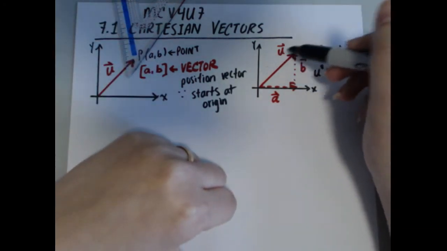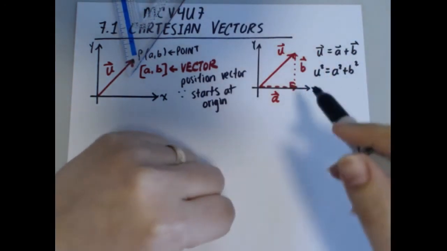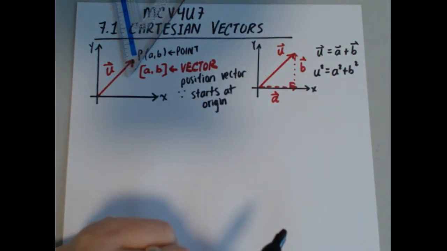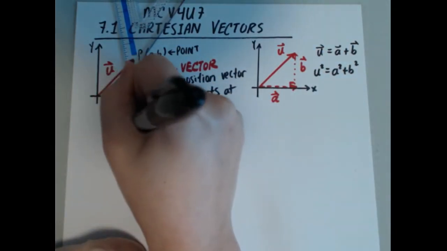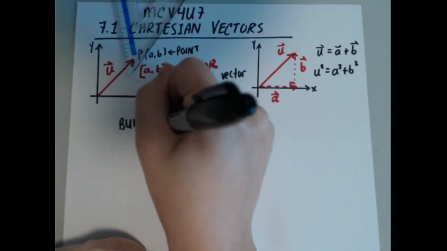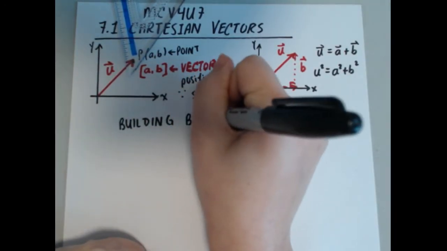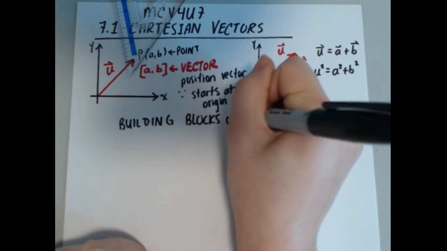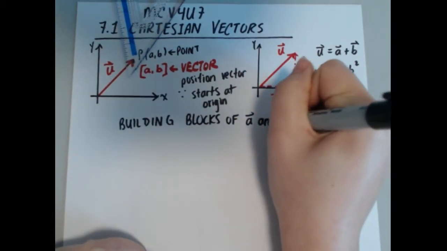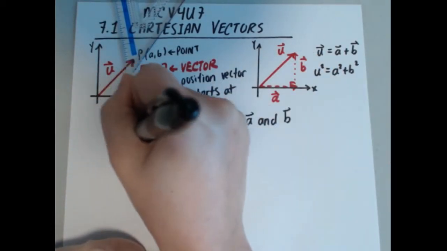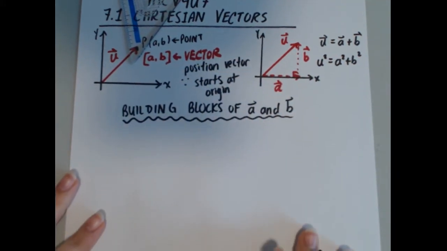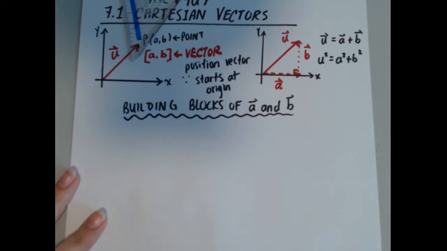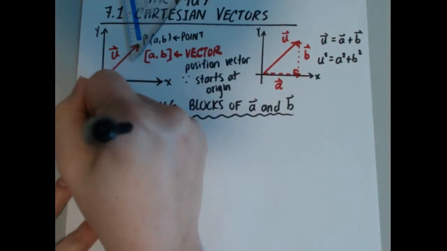Now, depending on what u is, how long it is, I know that I can break it up into a and b, but both a and b have their own building blocks. Okay, so we're now going to look at the building blocks of a and b. The building blocks of a and b are essentially going to be unit vectors.